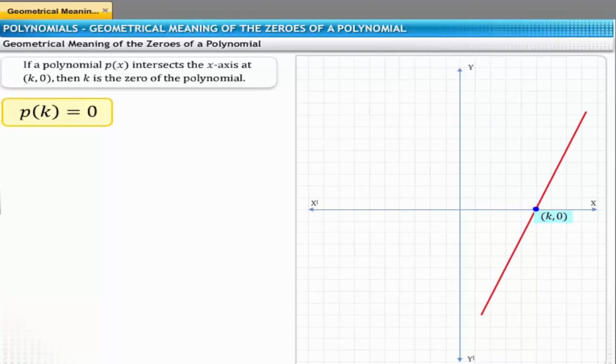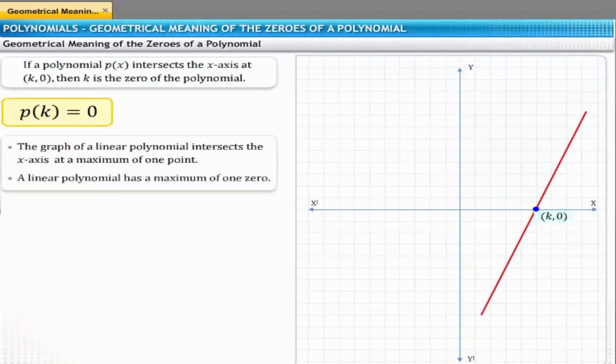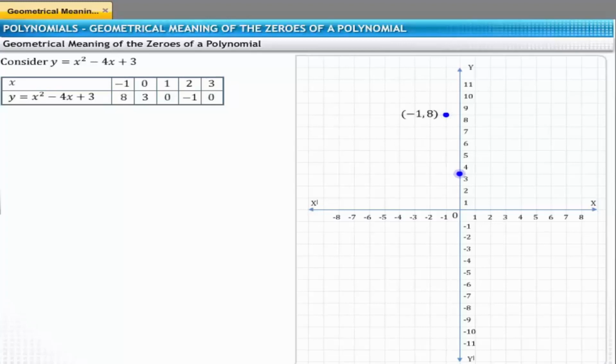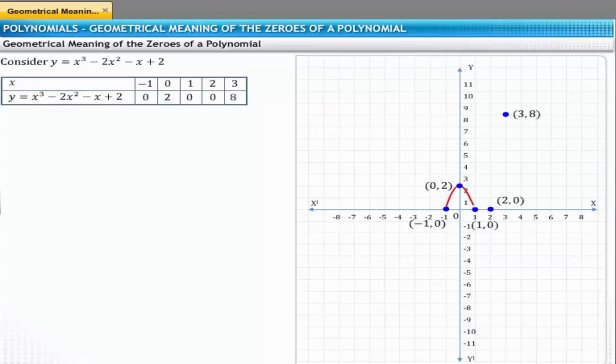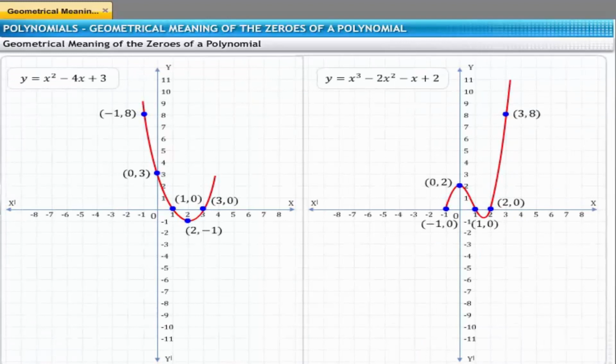The graph of a linear polynomial intersects the x-axis at a maximum of 1 point. Therefore, a linear polynomial has a maximum of 1 zero. Similarly, we can plot the graphs for quadratic and cubic polynomials. We can also find the zeros of these polynomials by identifying the points where the graphs of the polynomials intersect the x-axis. Let's summarize the observations from the graphs.